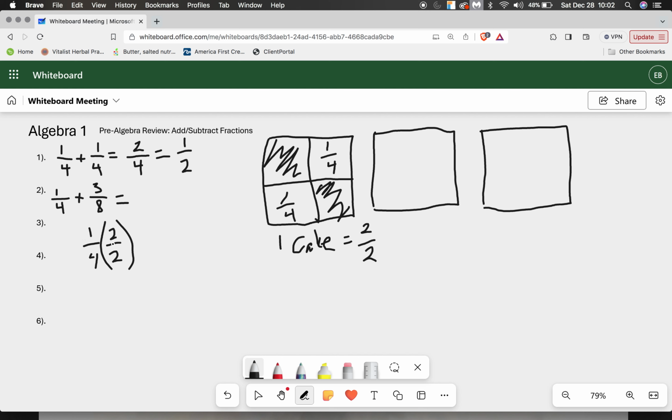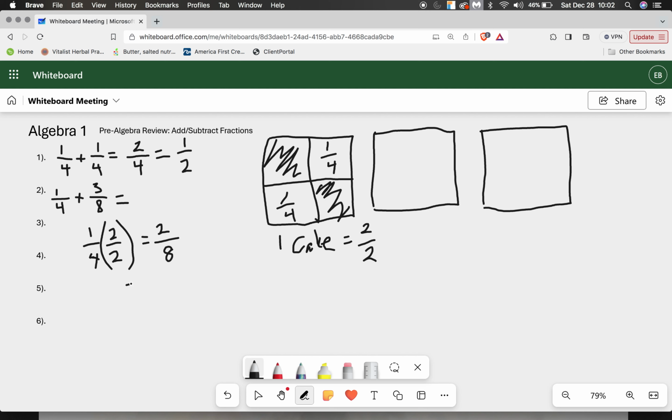So this is not going to change how much of the cake we say we have, but it is going to change the number of pieces that we have so that we can add it better to 3/8. So let's do this problem really quick. 1 times 2 is 2, and 4 times 2 is 8. So when we have 1/4 of the cake, we could also say that we have 2/8 of the cake. And now that 2/8 matches the 3/8, we can add those together.